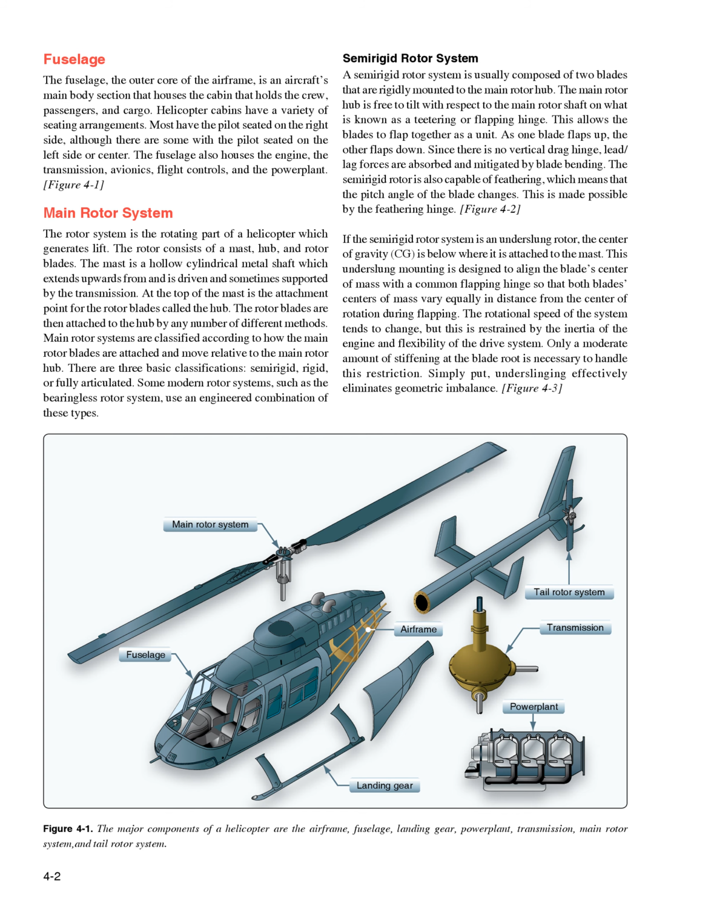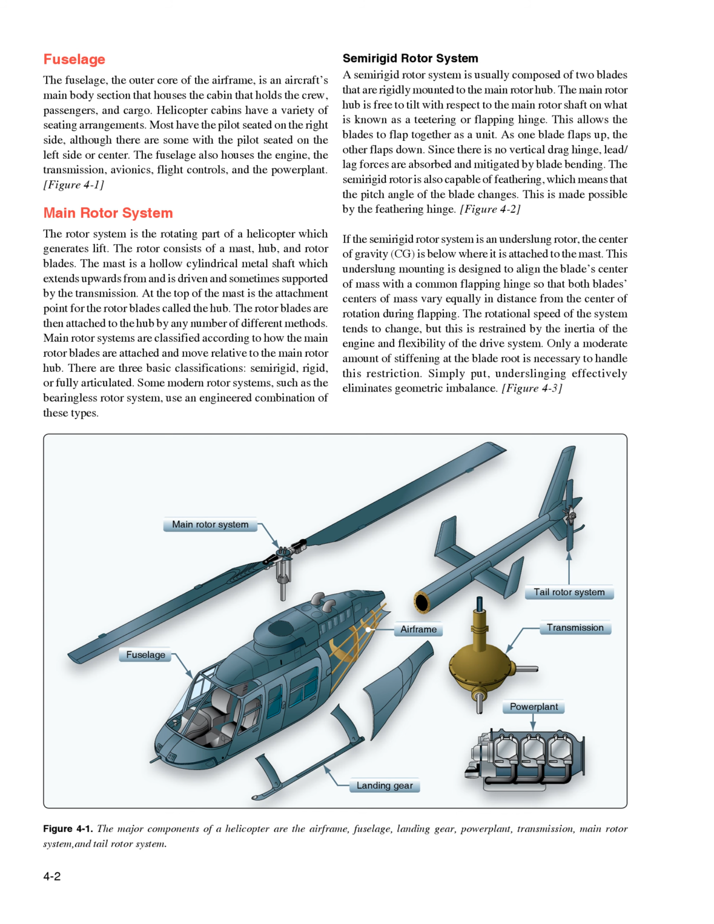Semi-rigid rotor system. A semi-rigid rotor system is usually composed of two blades that are rigidly mounted to the main rotor hub. The main rotor hub is free to tilt with respect to the main rotor shaft on what is known as a teetering or flapping hinge. This allows the blades to flap together as a unit. As one blade flaps up, the other flaps down. Since there is no vertical drag hinge, lead/lag forces are absorbed and mitigated by blade bending. The semi-rigid rotor is also capable of feathering, which means that the pitch angle of the blade changes. This is made possible by the feathering hinge.